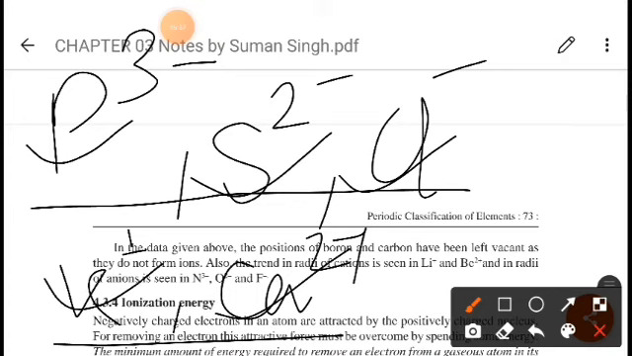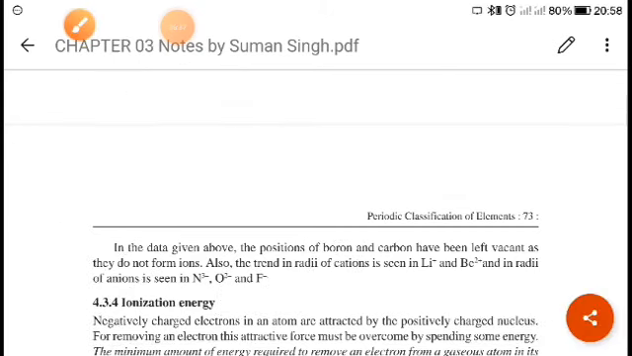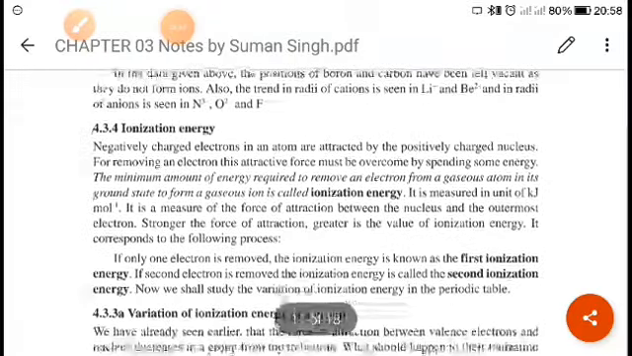So this was all about the ionic radius, atomic radius and all. So keep up to this. In the next class we will start ionization enthalpy.